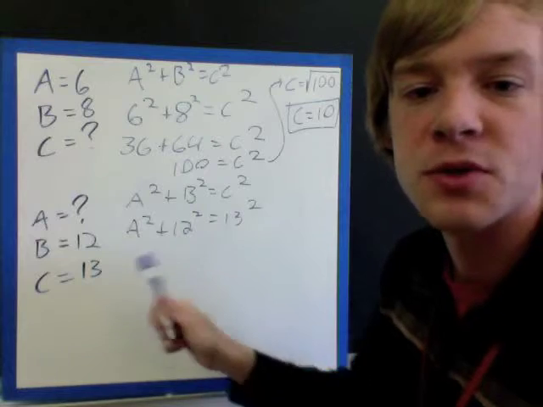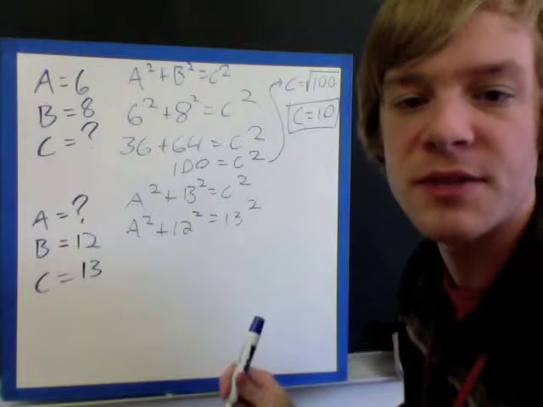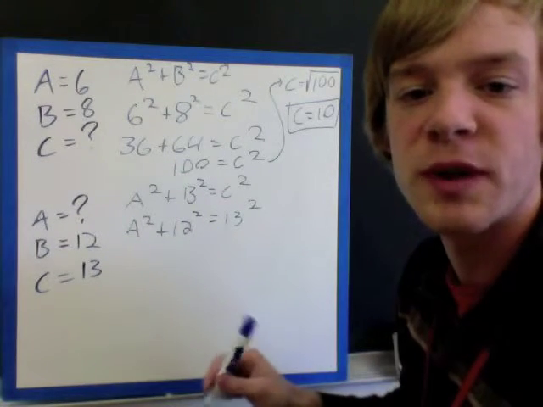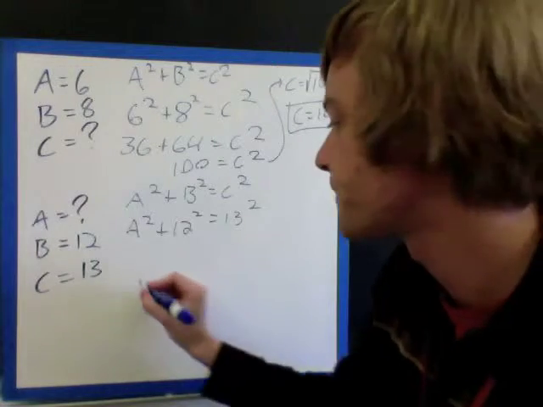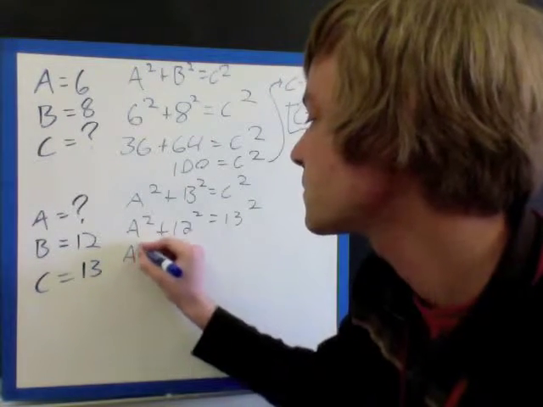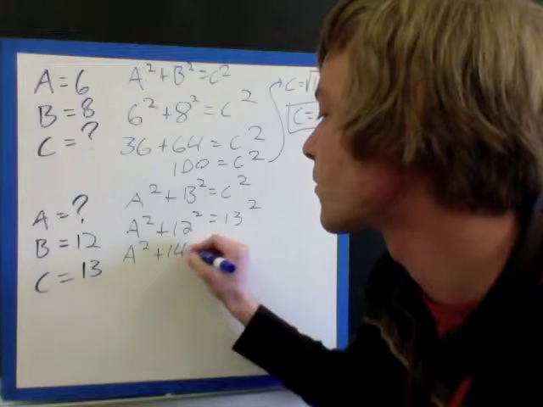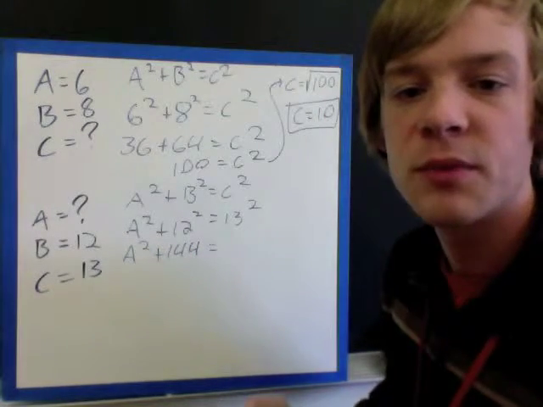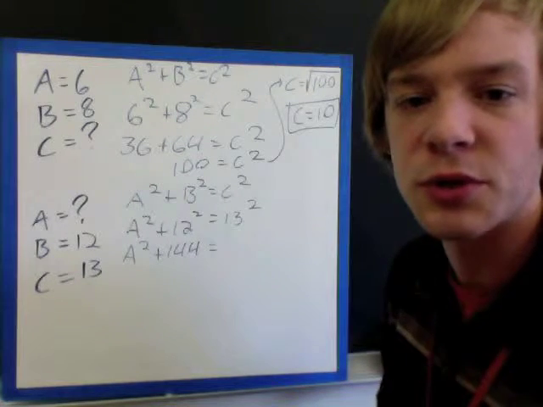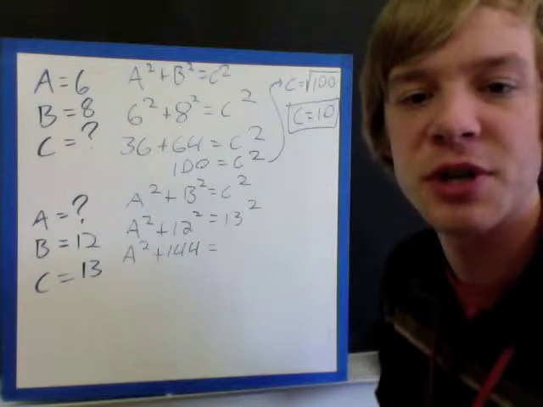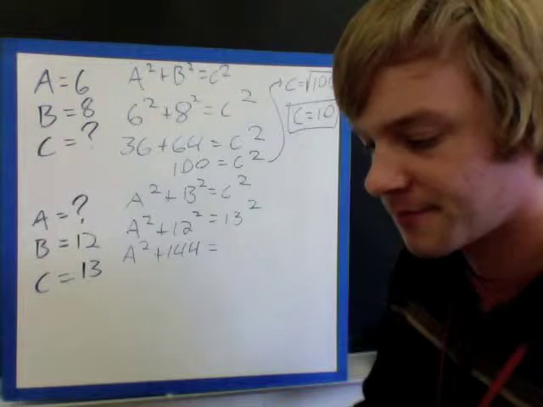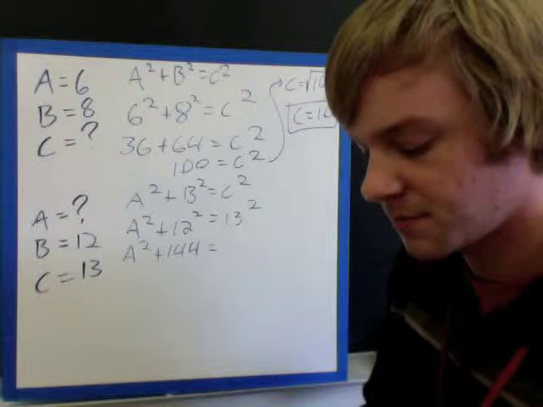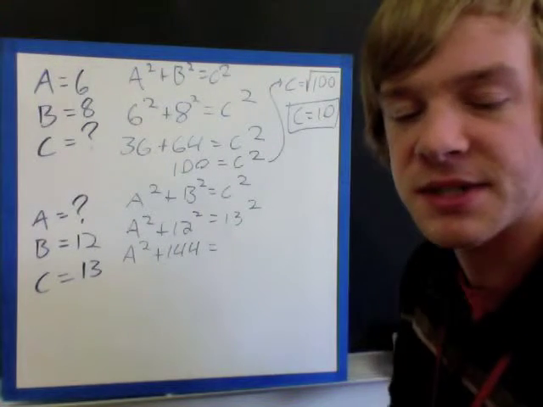All right, so a is going to stay the way it is for right now. 12 squared, 12 times 12 is 144. And then we need to do 13 squared, which should be 169, but I'm going to double check that on my calculator. Yep, we get 169.